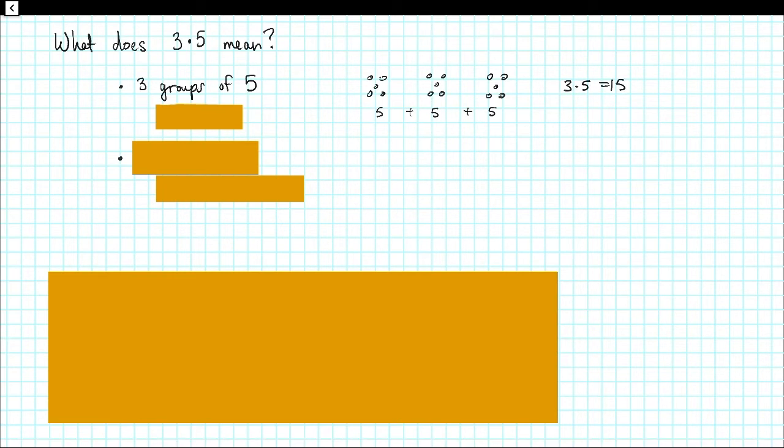Okay, and so when we talk about 3 groups of 5, we're really talking about adding up 3 groups of 5. So that's 5 plus 5 plus 5.